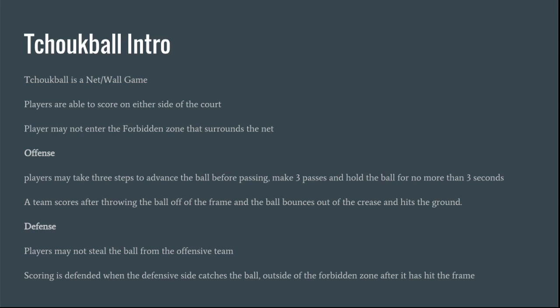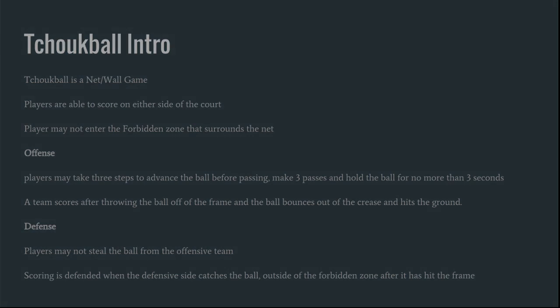Teams are able to score on either frame. In order to score, a player must throw the ball off the frame and have the ball land outside of the forbidden zone, which we will now see.